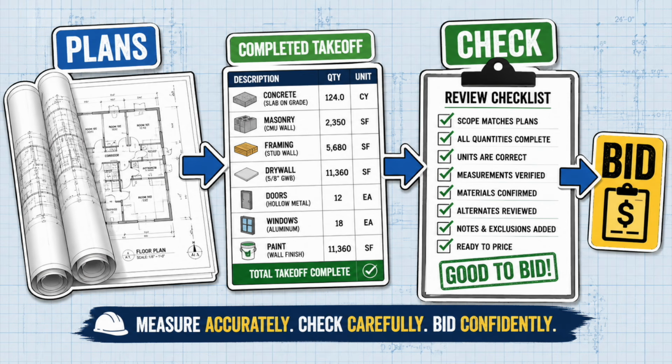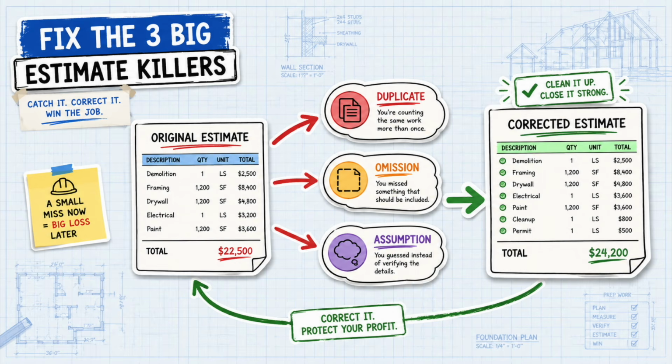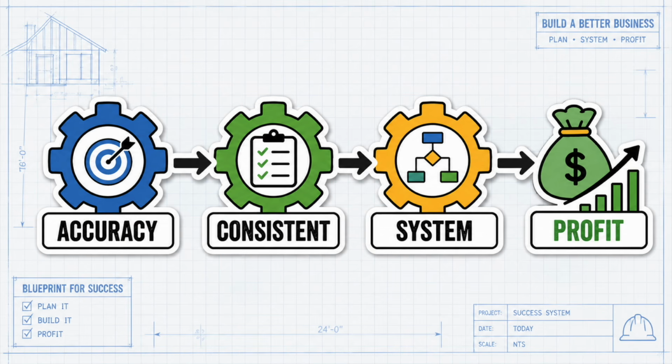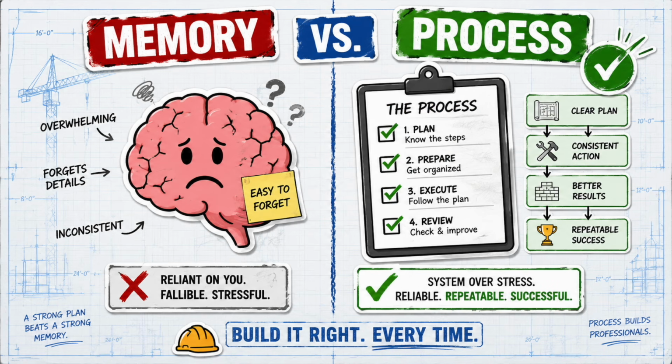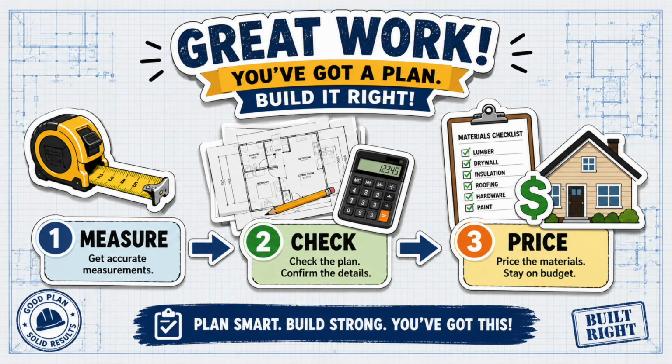A good estimator also compares the takeoff to the plans one more time before sending the bid. That final review catches duplicates, omissions, and bad assumptions. If you want to make money, be accurate, be consistent, and build a repeatable estimating system. The best builders do not rely on memory. They rely on process. So if you're learning takeoffs, start simple, double-check everything, and let the numbers guide the price.